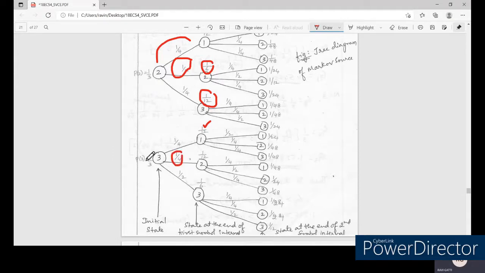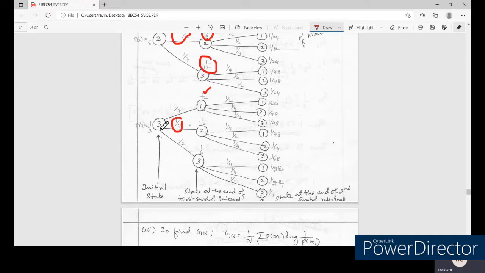So the initial probability multiplied with the state transition probability gives you 1 by 12. Similarly, when you are in state 3, you are going to emit a particular symbol and remain in this state only. So the probability of going from state 3 to state 3 after emitting a particular symbol is 1 by 3 into 1 by 2, so you'll get 1 by 6. These are what we call the states at the end of the first symbol interval.